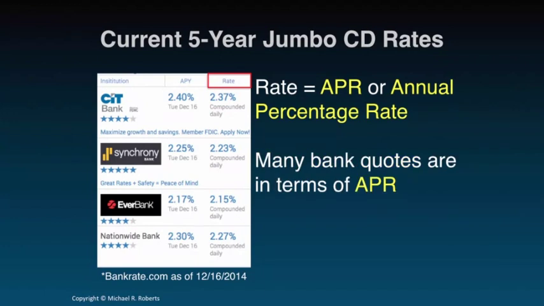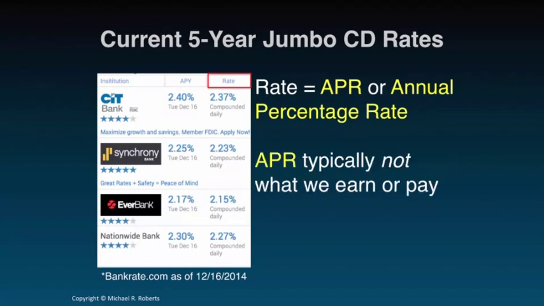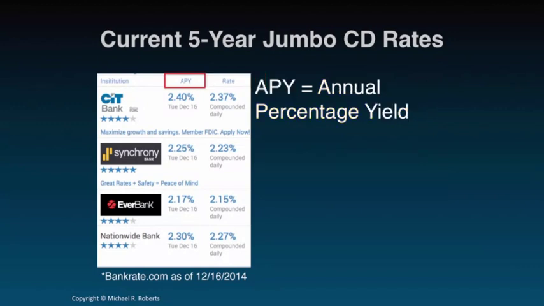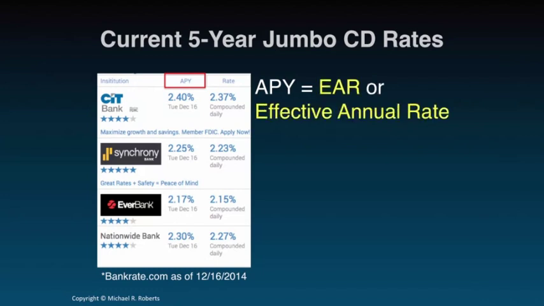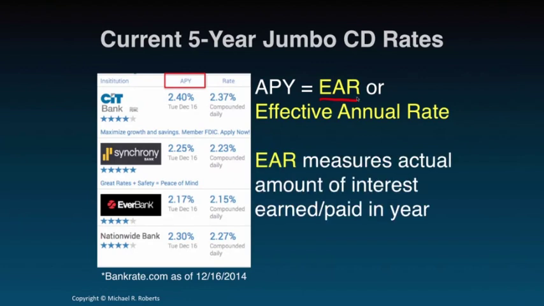Now, many banks quote interest rates in terms of an APR. The problem is the APR is typically not what we're going to earn or what we're going to pay. For that, we have to turn to the APY, or the annual percentage yield, which is really just another way of saying EAR, or effective annual rate. See, the EAR measures the actual amount of interest earned or paid in a year. That's what we care about, the EAR. That's the number we care about. The rate, or the APR, that's just a quoting convention.